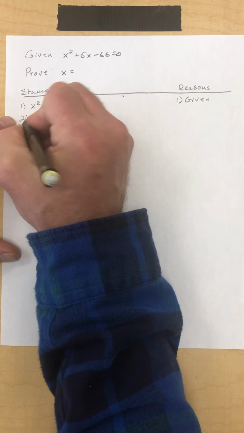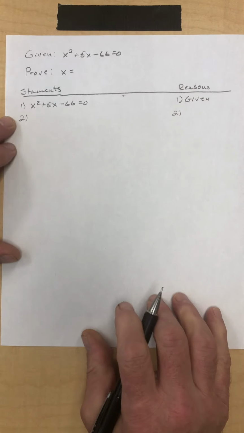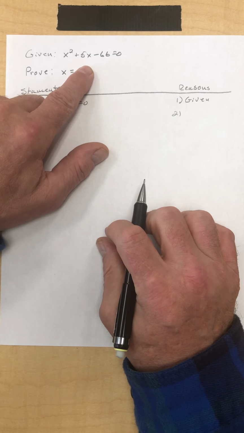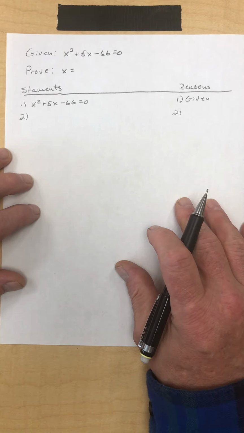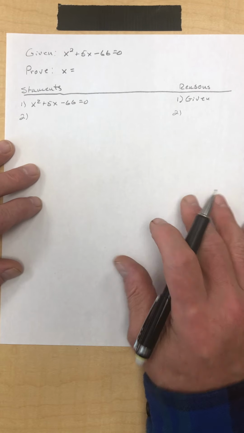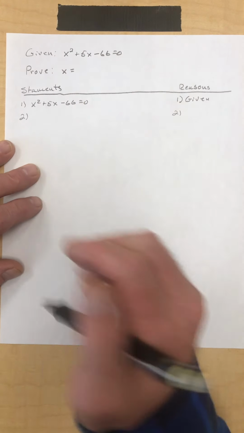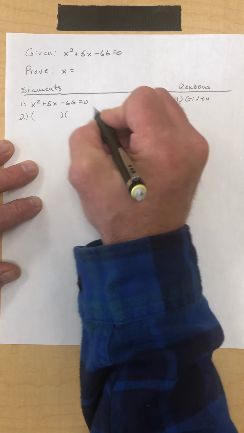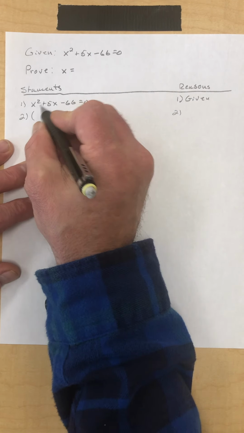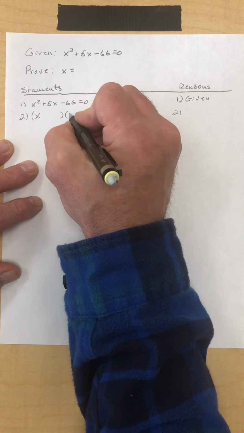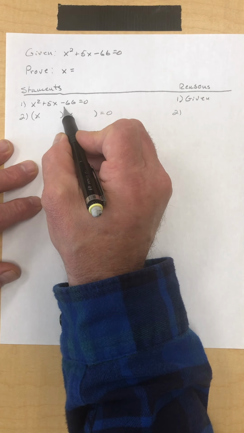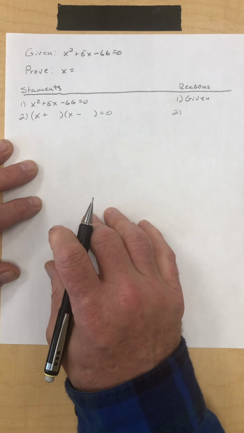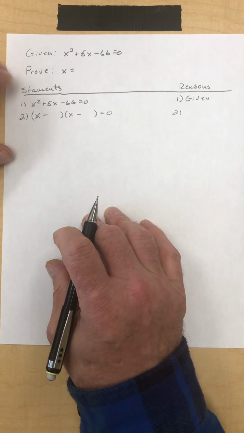Our second step here, we know we're going to have to factor this. Notice it's already in standard form, so I don't have to manipulate it at all. I just start factoring. The greatest common factor is 1, so I can't factor anything out. So let's see if we can factor this. The x squared splits up into x and x. The last term is negative, so I have to have one plus and one minus, and the leading coefficient is 1.